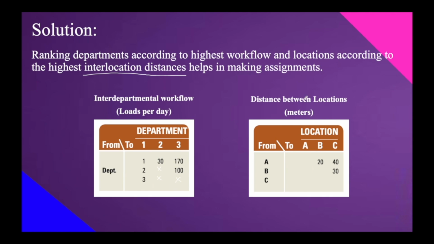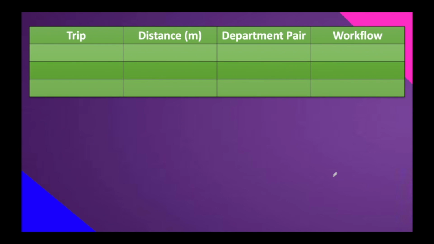Same idea on the distance between locations. This is in meters. From location A going to location B, that is 20 meters. Location A going to location C, that is 40 meters. And location B going to location C, that is 30 meters. Okay, so next we should have the per trip distance and the department pair and of course the workflow.